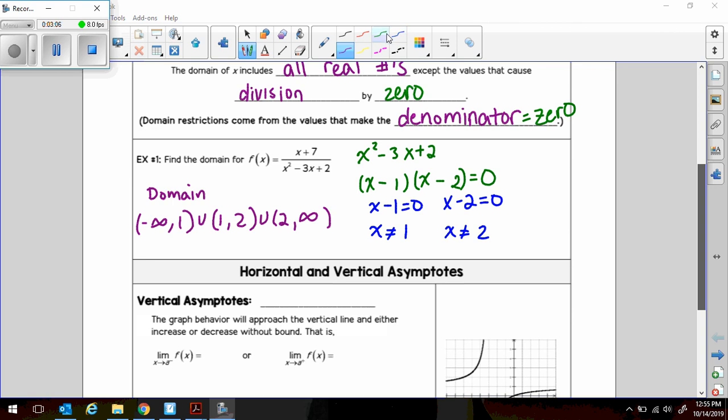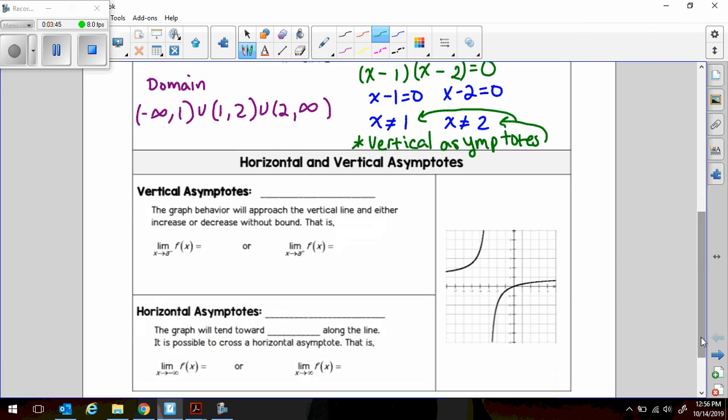Now right here at x equals 1 and x equals 2, these are going to be vertical asymptotes. So these are not removable discontinuities. These are going to be asymptotes when x equals 1 and x equals 2.